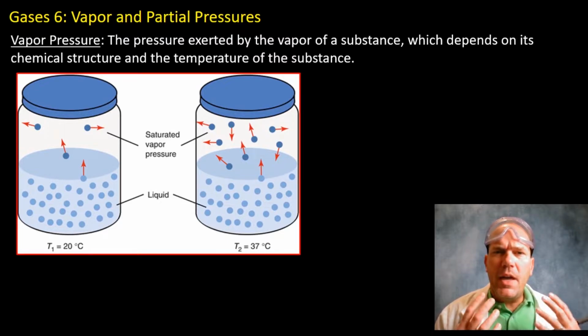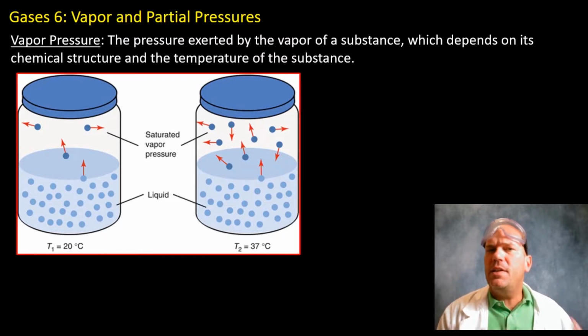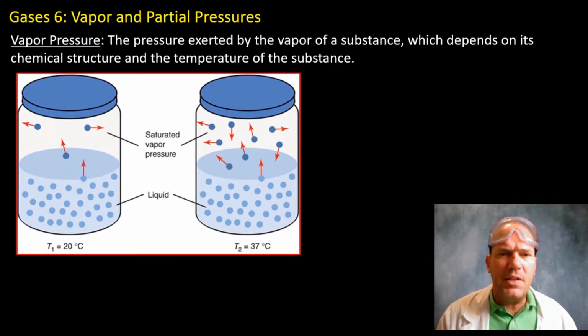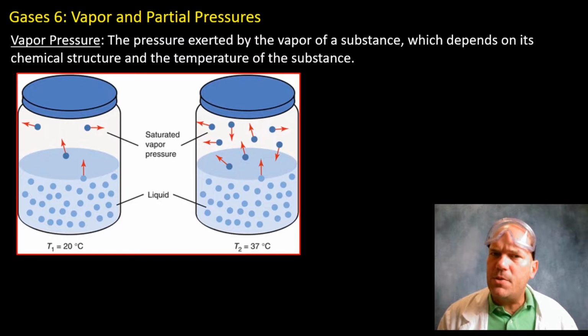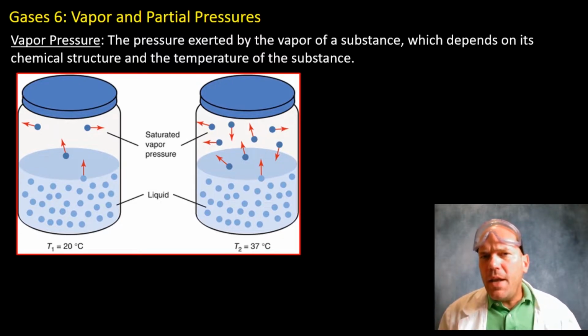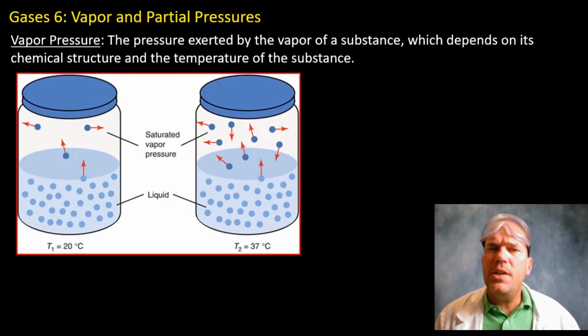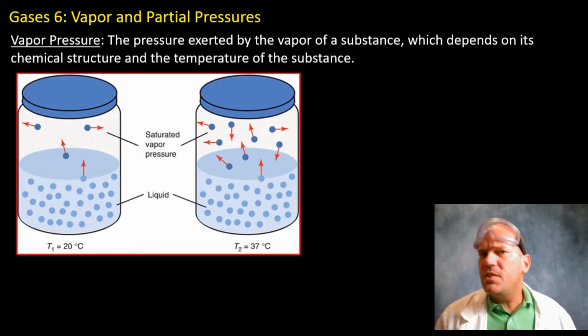On the left, we have a substance at temperature 20 degrees Celsius. On the right, we have the same substance at a higher temperature. Well, you should notice that on the right, those particles have more energy. They have more energy because they're at a greater temperature. And we've talked about this several times in previous units.